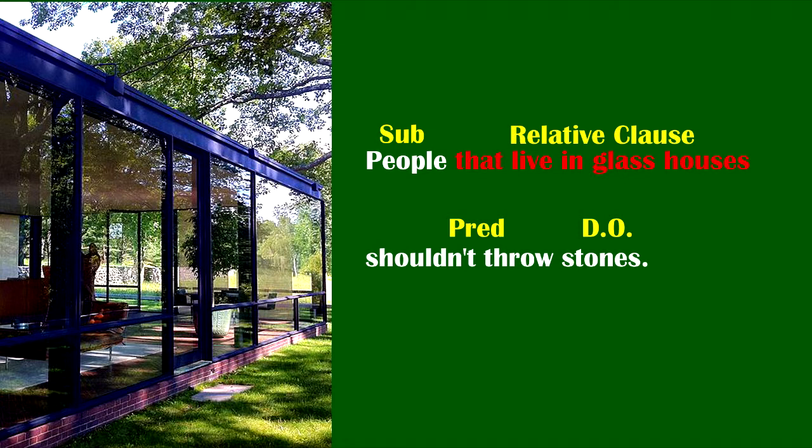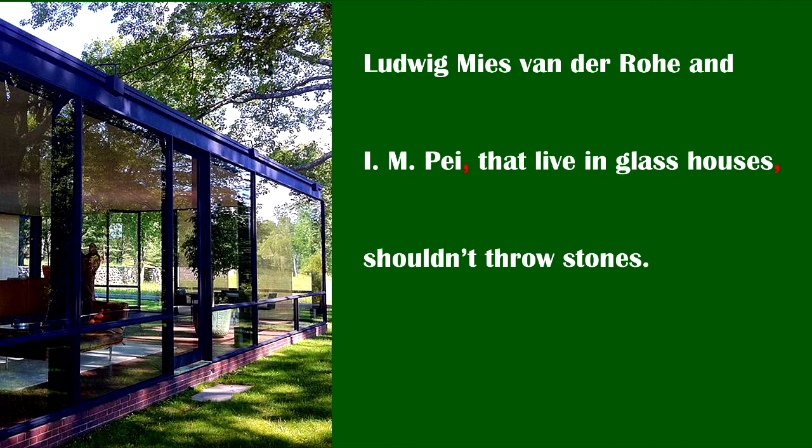Now notice that people is a rather general term, so we don't have commas around the clause. If we name specific people, we would have to set it off with commas. For example, if we said Ludwig Mies van der Rohe and I. M. Pei, that live in glass houses, shouldn't throw stones. Why are you confusing things with Ludwig Mies van der Rohe and I. M. Pei? Oh, because these guys, they're brilliant architects who designed glass houses.